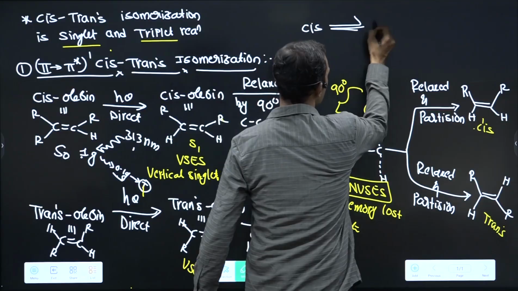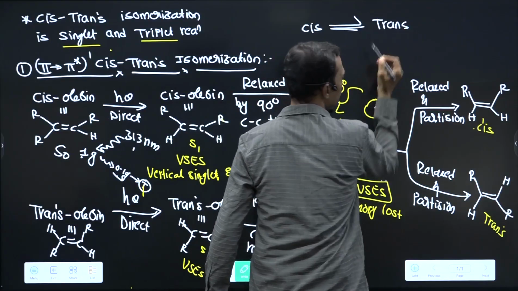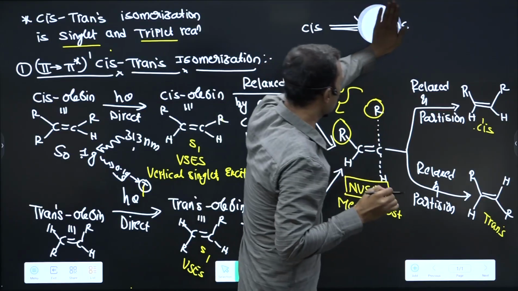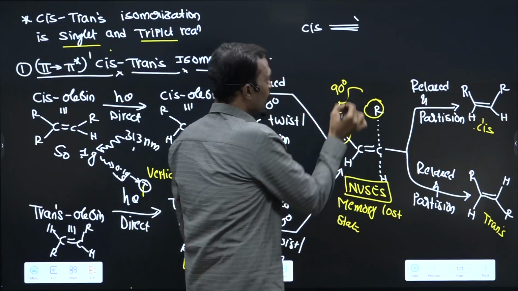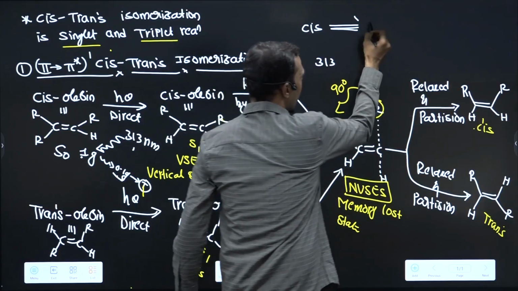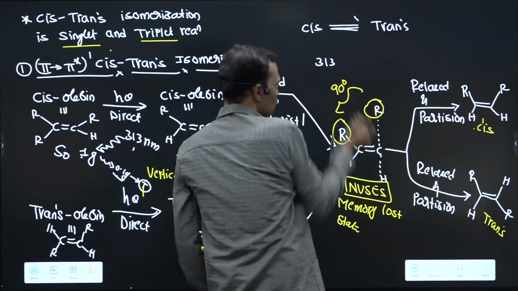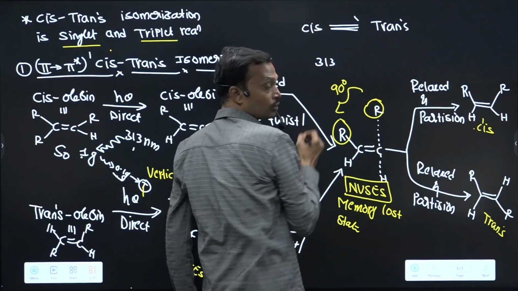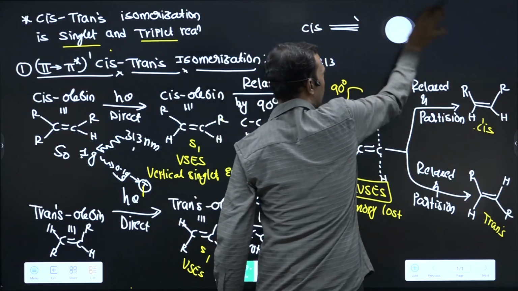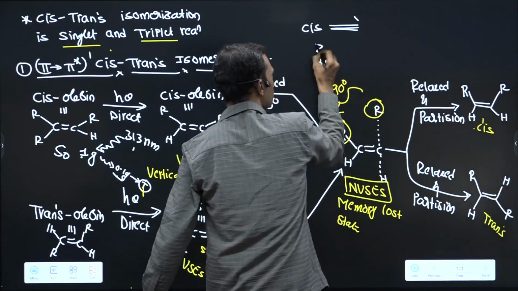This is the cis isomer, and this is the trans isomer. See, there is no trans initially. Now I am applying 313. Suppose trans is present, this 313 is suitable for which one? If trans is there, it is suitable for trans only. But if trans is not there, then only one. So this will be converted here.